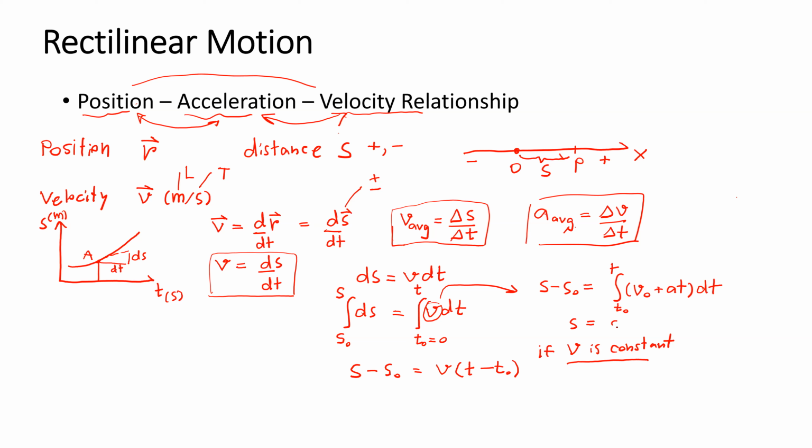S, or the distance, is equal to the initial distance plus the initial velocity multiplied by the time change, plus the acceleration multiplied by t squared over 2, evaluated from T0 to T. But in this case, be careful. The acceleration is constant.